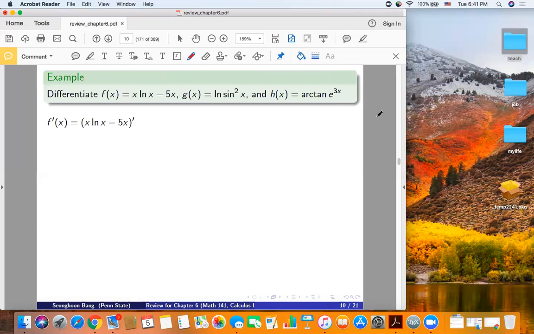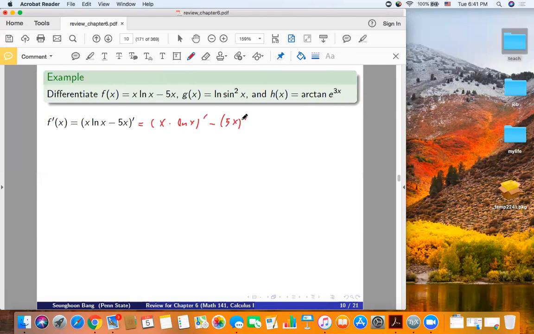The f prime is (x times ln of x) prime minus (5x) prime. So how can you solve? We can use this idea: x times ln of x, prime, minus 5x prime.